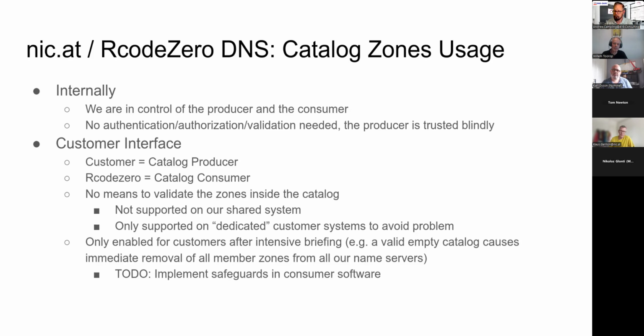The second interface is from the customer to us, and we just recently implemented catalog zones there. In that case, the customer is the catalog producer, and our Anycast DNS service is the catalog consumer. And in that case, we are a bit more concerned, because usually we validate what the customer sends to us.